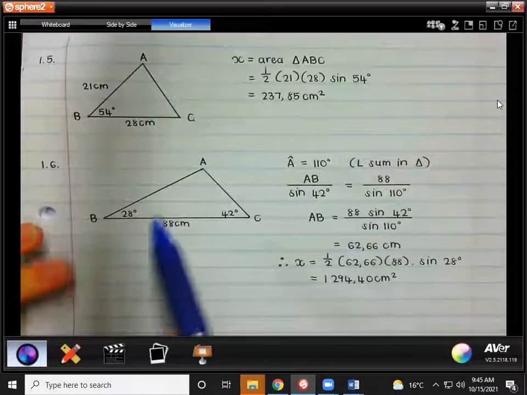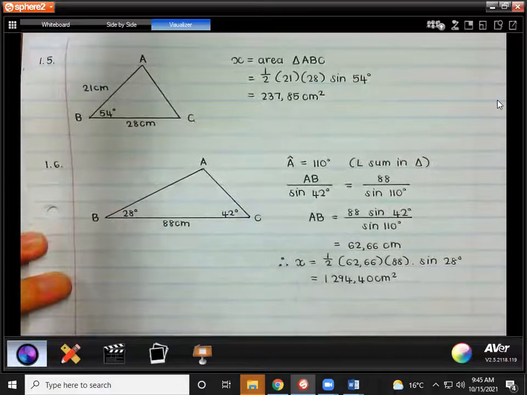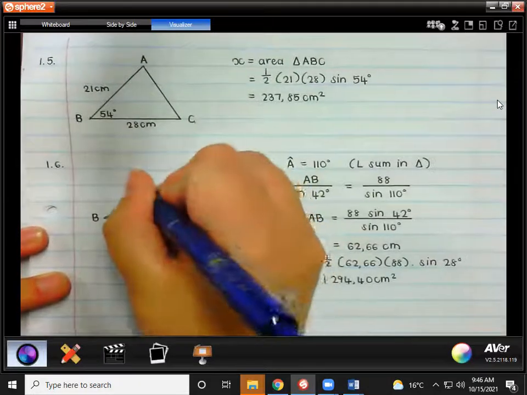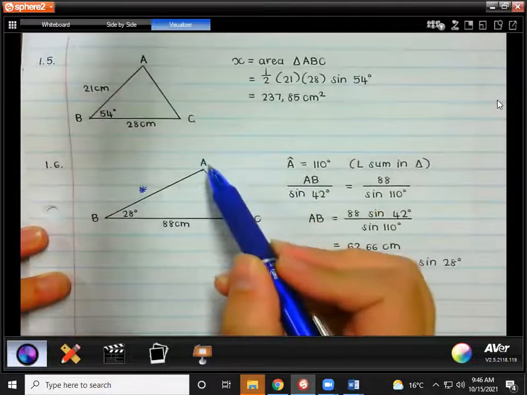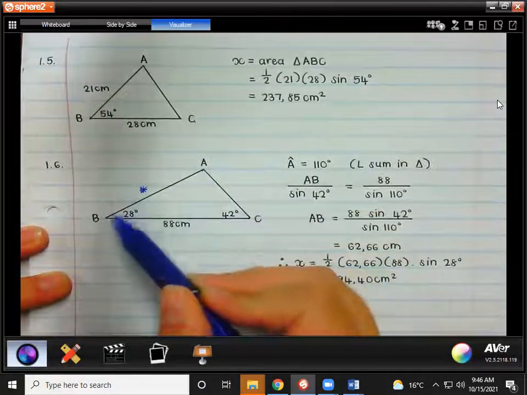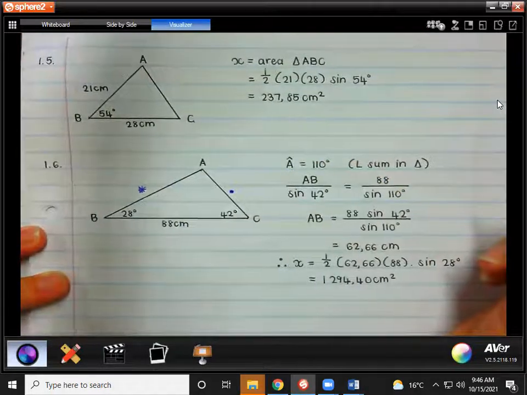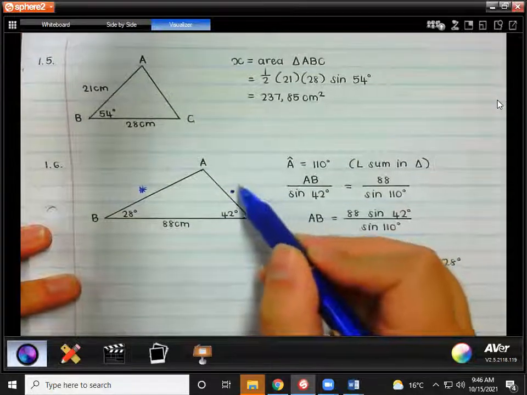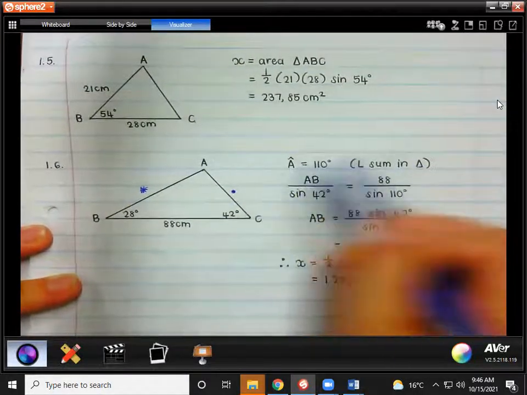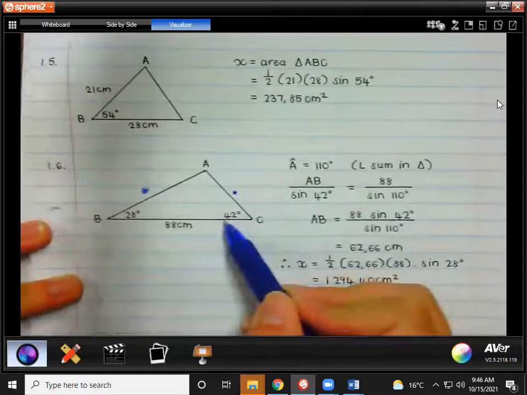For 1.6, you could have done it differently, but you still would have gotten to the same answer. In 1.6, they've given you only one side, but two angles. You need two sides and the included angle. So I decided that I was going to calculate AB, so that I can then use half this times sine of that one. But you could have decided to calculate AC, in which case your working obviously would be different. You would find AC using sine rule in a similar way that I found AB. Then you would say half of this times sine of 42.